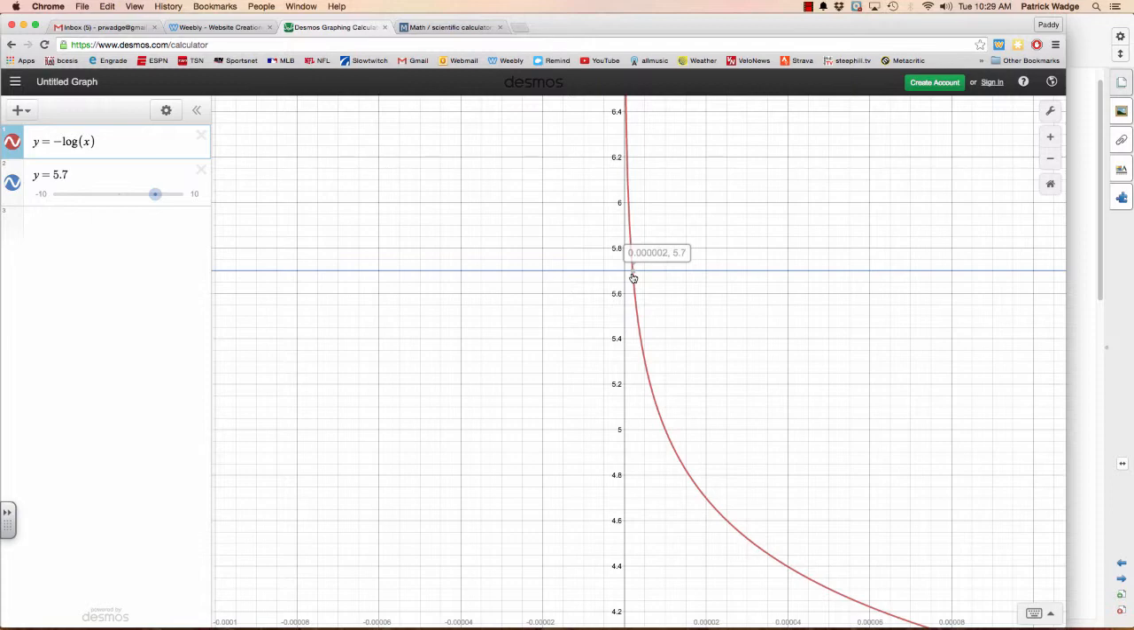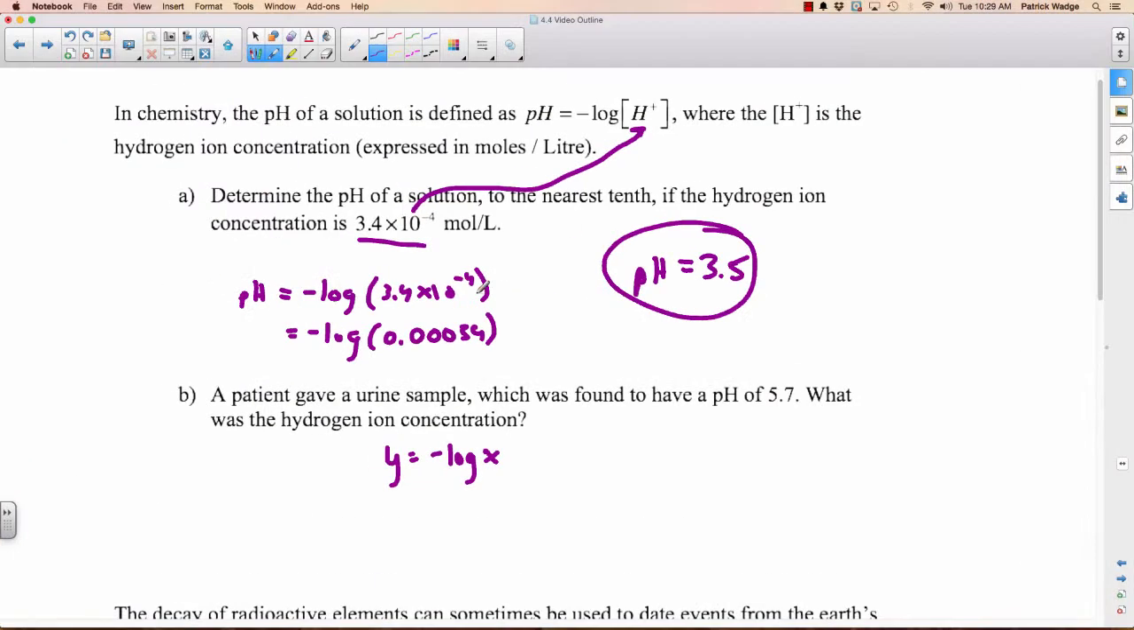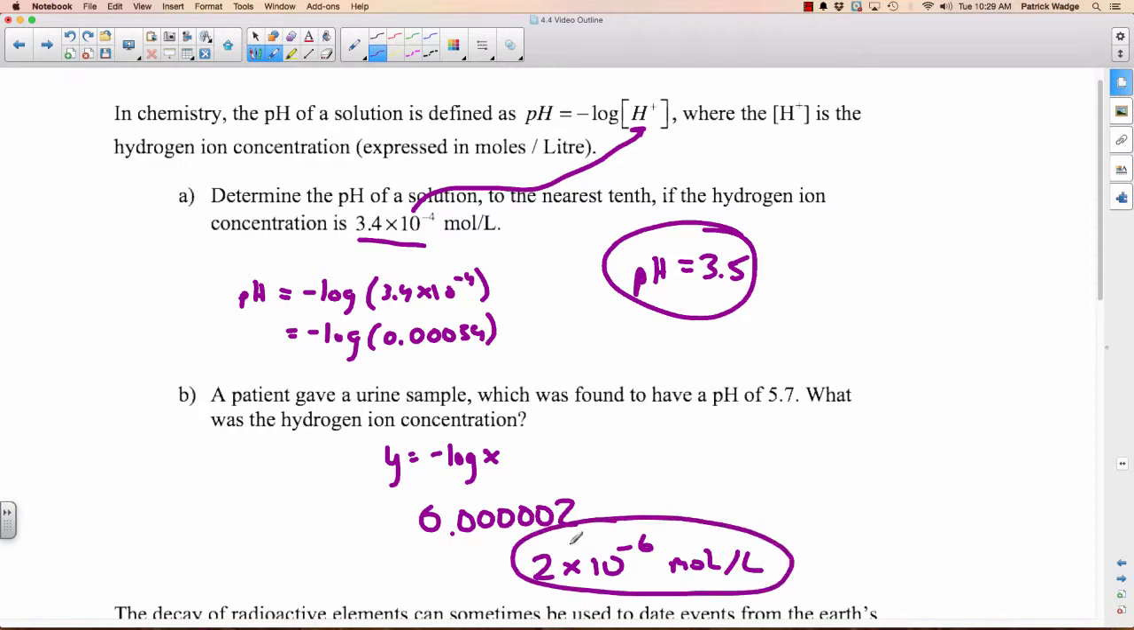0.000002. So I think we're supposed to give this answer in scientific notation. Do you know how to do scientific notation? I'll write it both ways. So it has 5 zeros and then a 2. 0.000002, which is the same as 2 times 10 to the negative 6, and this is in moles per liter. So this is your answer.